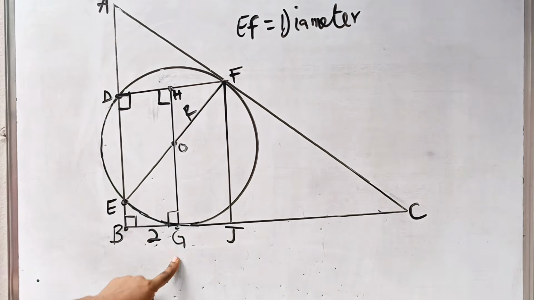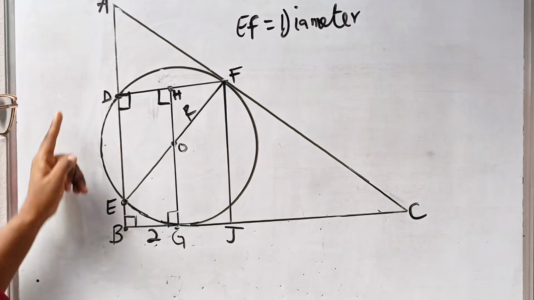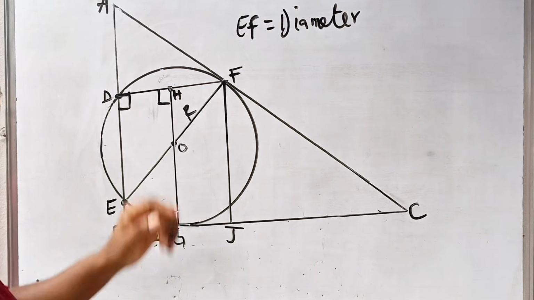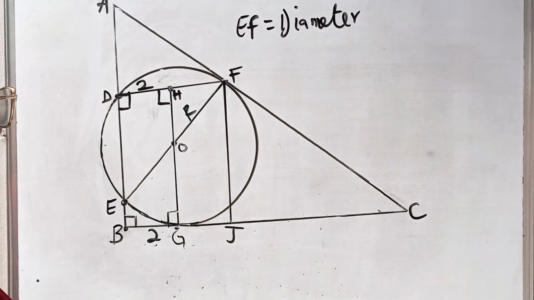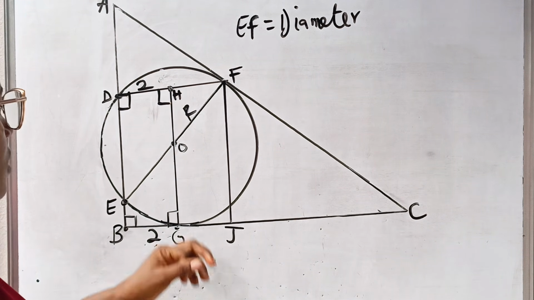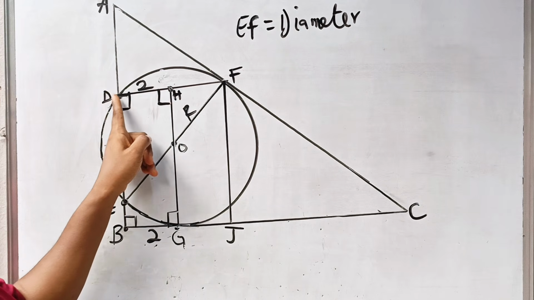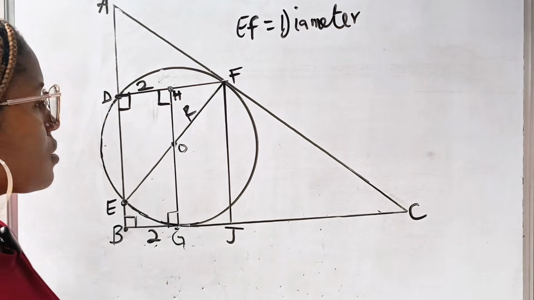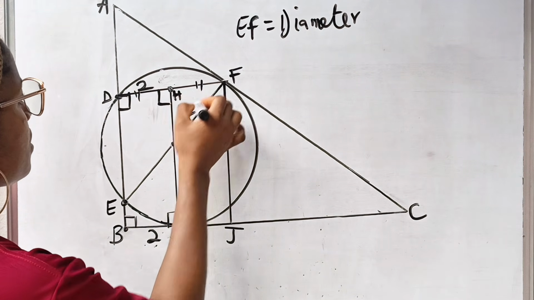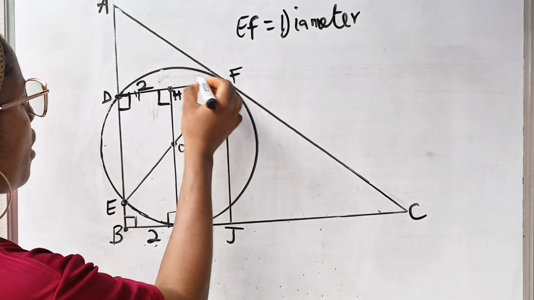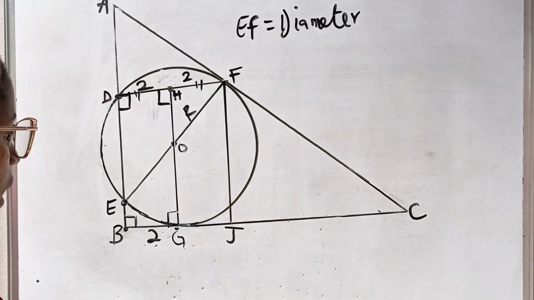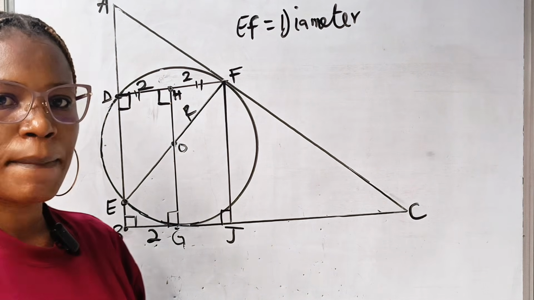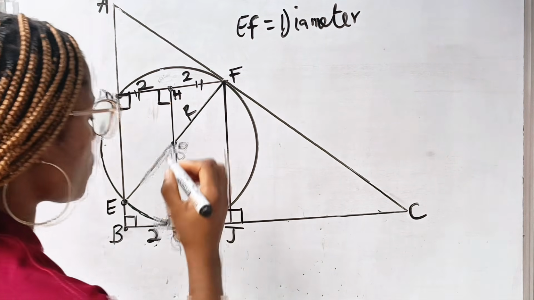Thank you so much. Now, looking at this, since DBGH is a rectangle, BG is equal to DH. So this is 2 as well. Remember that when a perpendicular touches a chord of a circle, it bisects the chord into 2 equal parts. So this place and this place are equal, meaning that HF is also 2. We said we are dropping a perpendicular, so this is also 90 degrees.